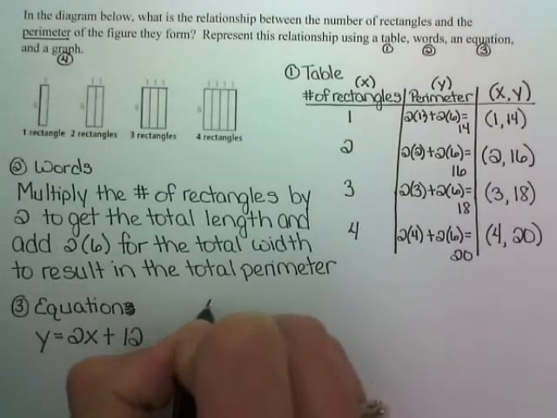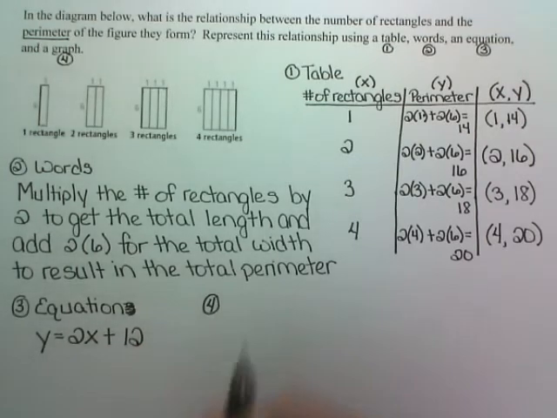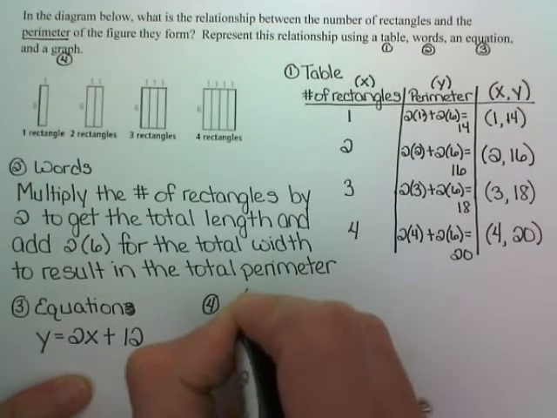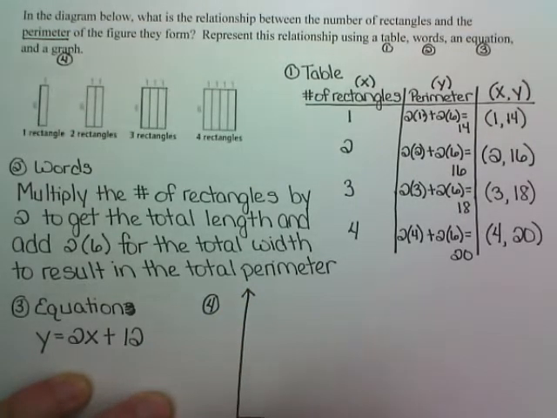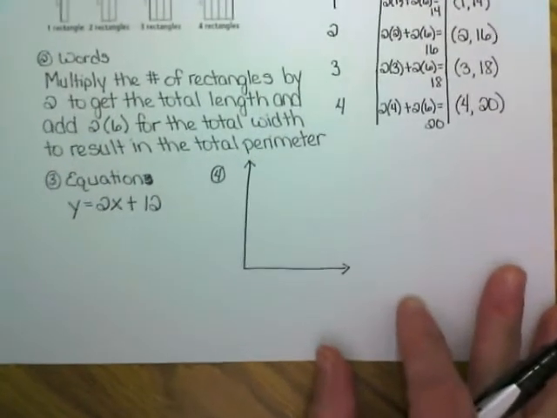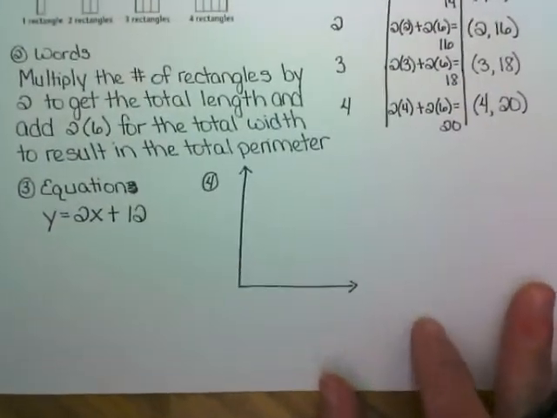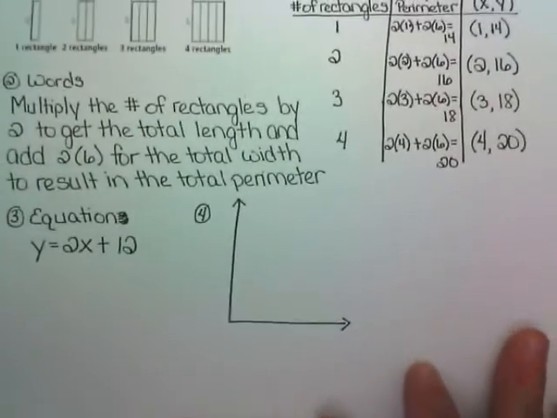Then we have the last thing, which is our graph, and we have not been given an x and y axis, so we just have to develop our own. But think logically about this. Will I ever have a negative number of rectangles? And can you have a negative perimeter? And the answer to those is no, you can't. So we're actually only going to be discussing the first quadrant. So when you set up your graph, you could just draw the first quadrant rather than having to draw the entire thing. So let's look at graphing this.